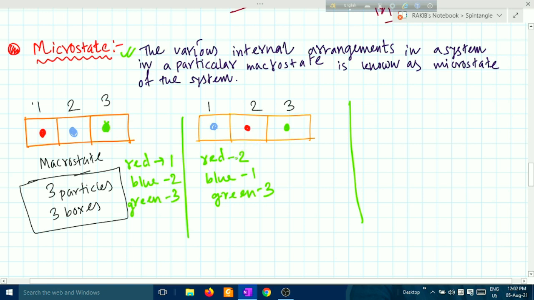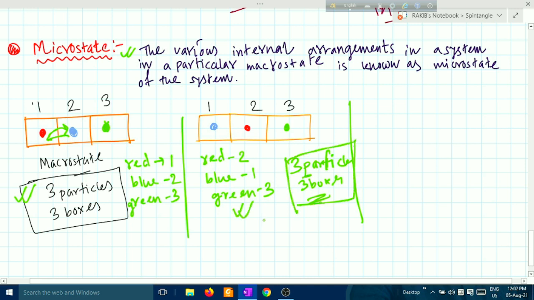Okay, the red ball goes to box 2. The blue ball comes into box 1. But the macrostate remains the same. The macrostate was defined as 3 particles in 3 boxes. This is also 3 particles in 3 boxes. The macrostate does not undergo a change. This is the macrostate, but the microstate is changed. Okay, this is another arrangement.